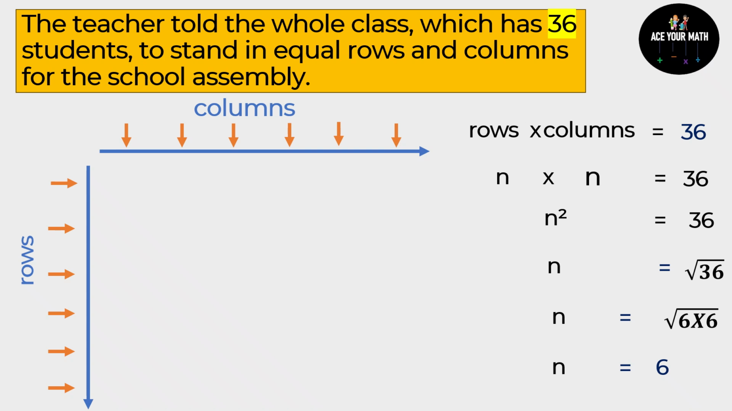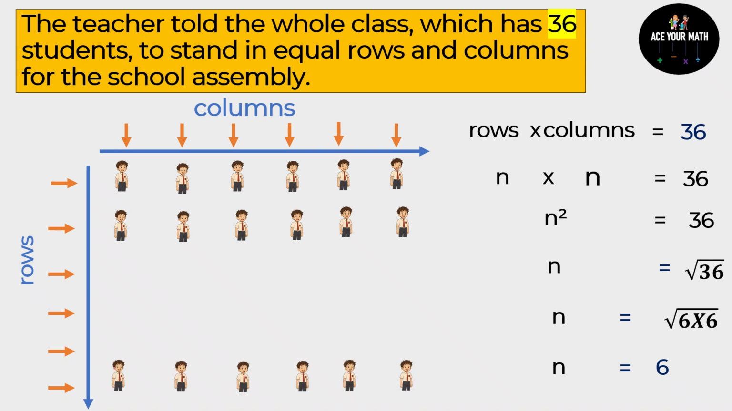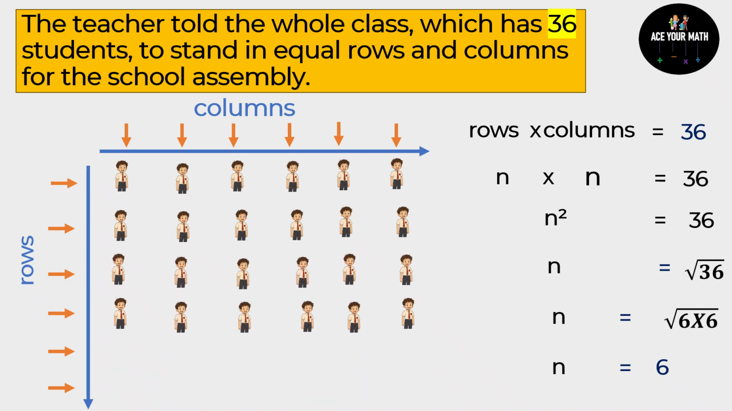Now, in each row, how many students will stand? In each row, 6 students will stand. So there are 6 rows, and in each row, 6 students are going to stand. First, they will fill the first row, then the second row, third row, fourth row, and then the fifth and sixth row. So by placing them in equal rows and equal columns, the 36 students will accommodate themselves.